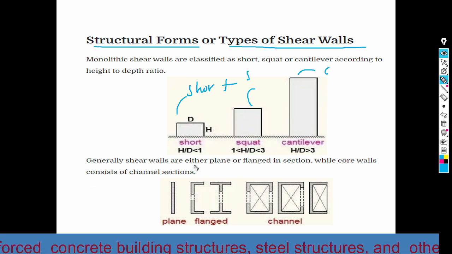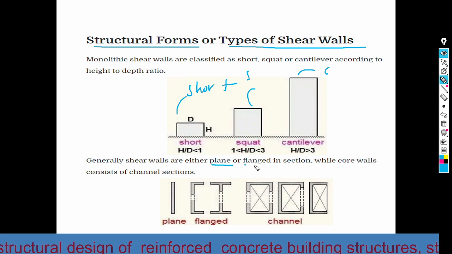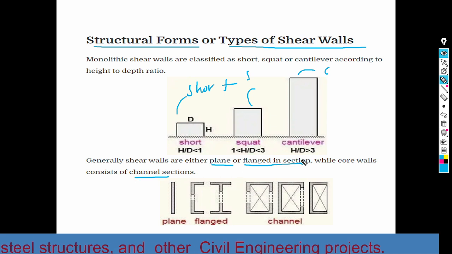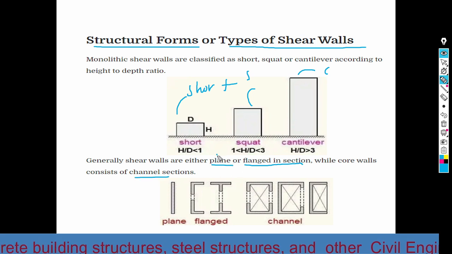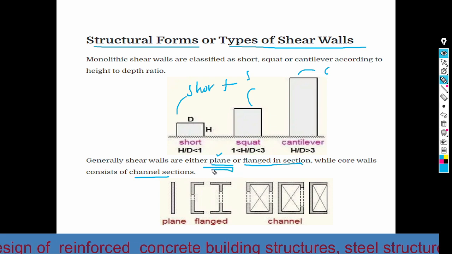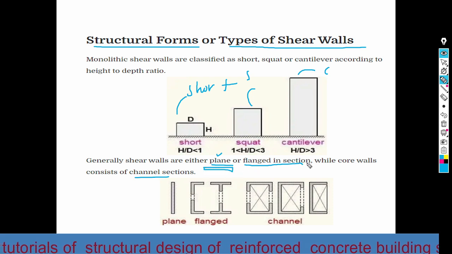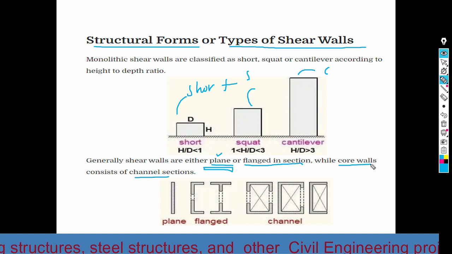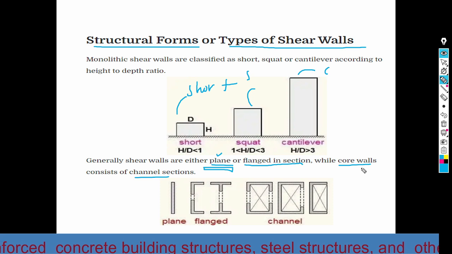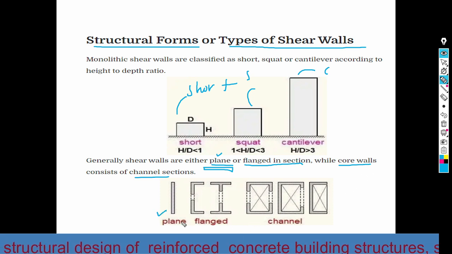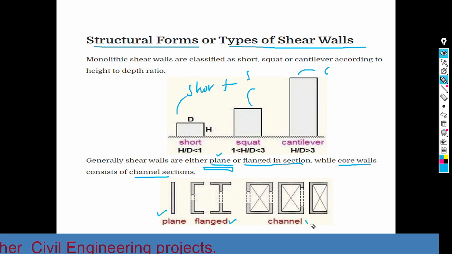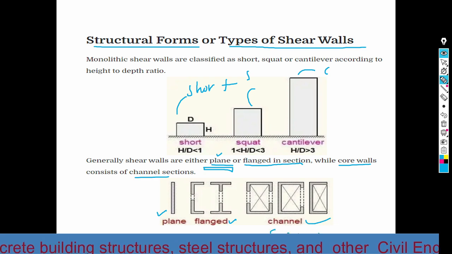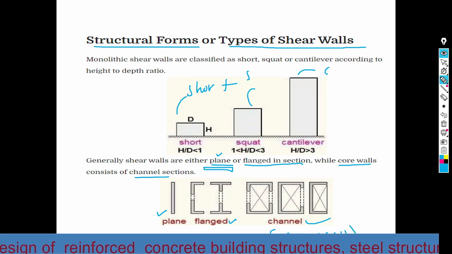And generally, shear walls are either plain or flanged in section, while core walls consist of channels. We have already discussed the plain wall, that means rectangular wall, and the flanged section wall, that means having a flange at its ends, and also the core walls, which consist of a combination of channels. Here this is a plain wall, this is a flanged wall, and this is a channel wall, or what you call a core wall.